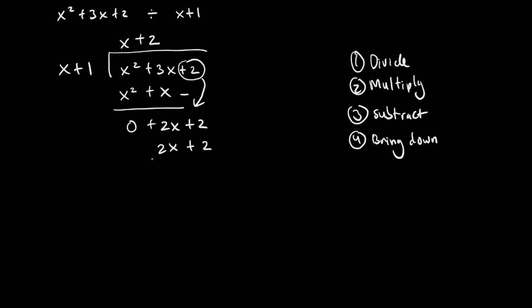Now, if we go ahead and go to the next step, which is to subtract, we will get 0 plus 0, which is essentially just 0. So that means that we have no remainder here, and we are finished. So that means that the final answer is going to be x plus 2.